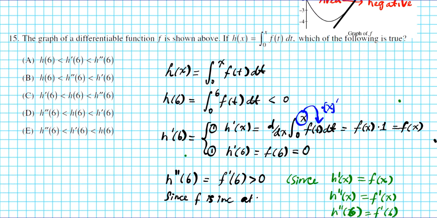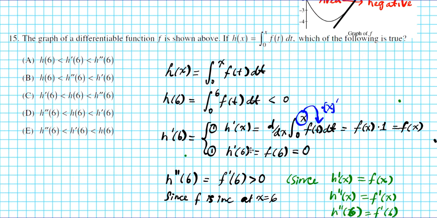since f is increasing at x equals 6. So if a function is increasing at a value, and it's differentiable at that value, then the derivative is going to be positive. Okay? Alright, so can we order these?